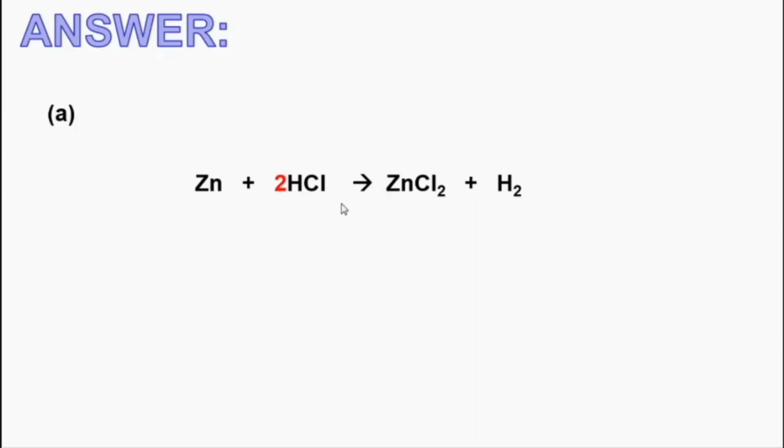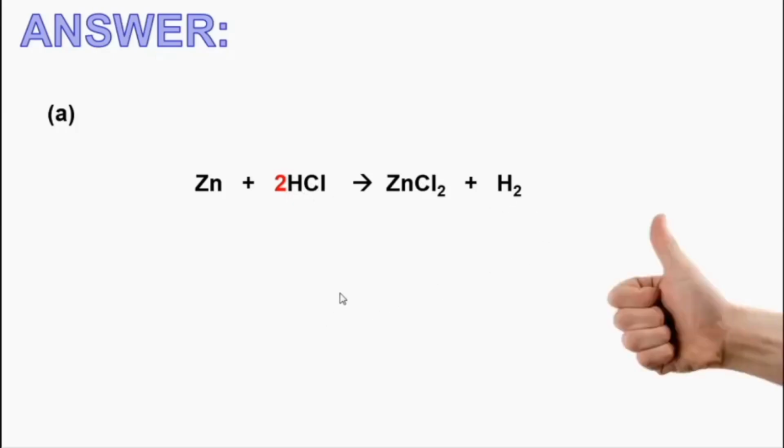Now let's do some inspection on both sides to make sure both sides of this equation are balanced. On the left side we have 1 mole of zinc, on the right side 1 mole of zinc. We have 2 moles of chlorine, 2 moles of chlorine, and 2 moles of hydrogen, 2 moles of hydrogen. So the equation is balanced. Good job guys, good job.